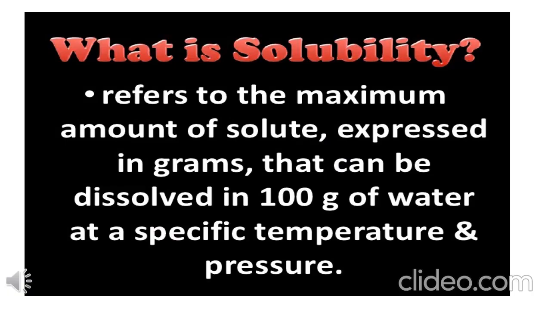Next, a very important term: what is solubility? Solubility is the maximum amount of solute that can be dissolved in 100 grams of water or solvent at a specific temperature and pressure. So what is meant by solubility? It is the maximum amount of solute that could be dissolved in 100 grams of a solvent at a given temperature and pressure. So it's a very important term in chemistry.